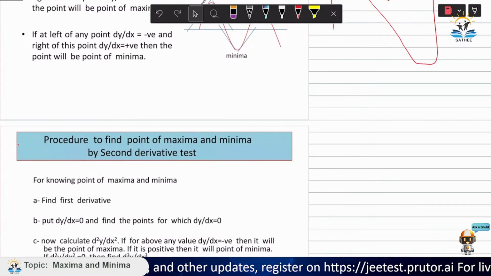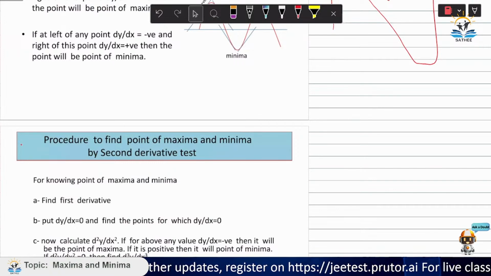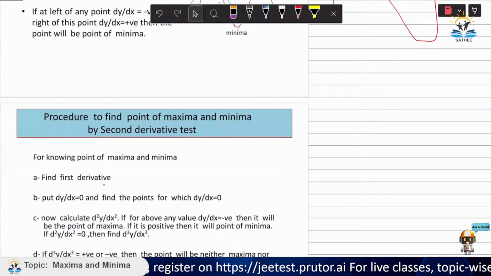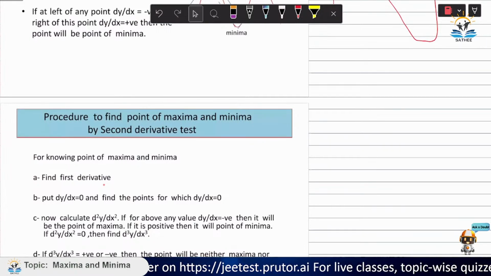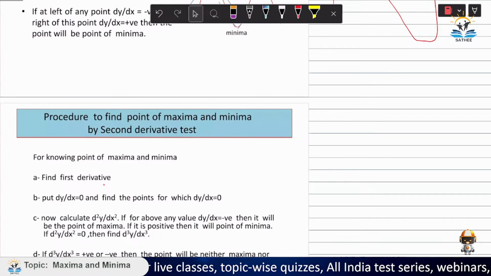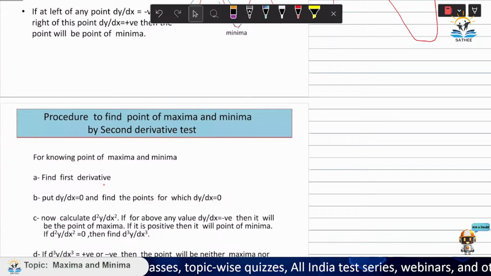So the procedure to find out the point of maxima and minima by the second derivative test. Yes, we did the second derivative test in the previous class as well. So what is the second derivative test? The first condition you check is dy by dx equal to 0. But to find out if it is a point of maxima or a point of minima, we calculate the second derivative of the function.